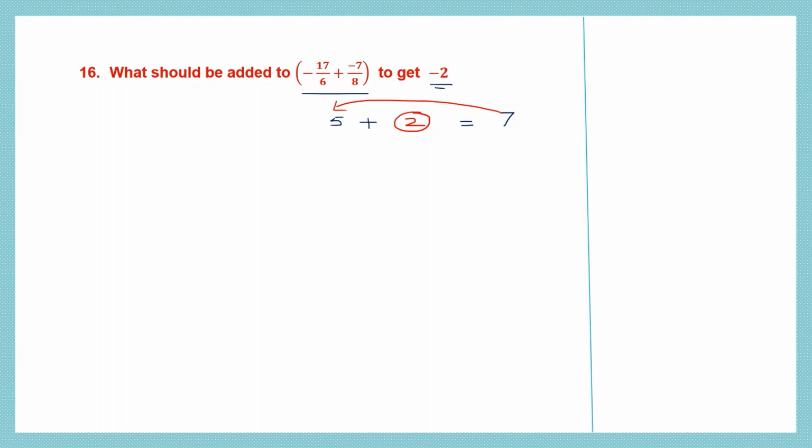In the same way, let me replace this with the actual question. What should I add to minus 17 by 6 plus minus 7 by 8 to get minus 2? Okay, so what should we do? Just like the example sum, we have to subtract these two and write this first. So we have to write minus 2 minus this whole thing. What is within brackets? So minus 2 minus this, and then we will find the value of x just like we did in this example sum. So let's write that down.